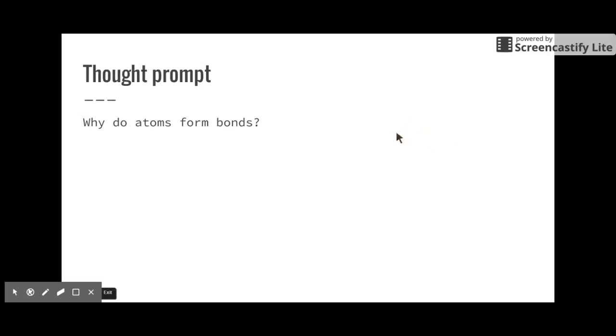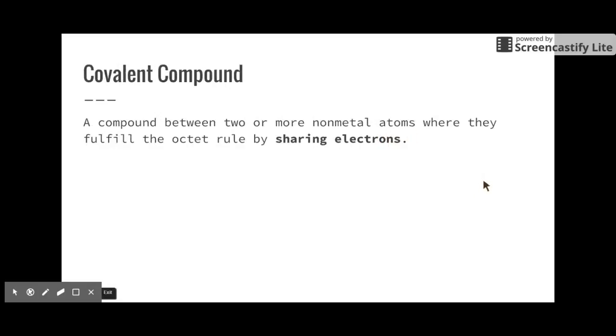So why do atoms form bonds? We need to remind ourselves what's going on here. If you recall, atoms form bonds to either fulfill the octet rule to get a full valence shell, that's what that means, of 8 or 2, or they form bonds to cancel out their charge. Well, covalent compounds are special. They don't need to cancel out their charge because they're both nonmetals. So a covalent compound is a compound between two or more nonmetal atoms. Now, all nonmetal atoms are negatively charged, so they can't cancel out their charge. They have to find a different way to form bonds.